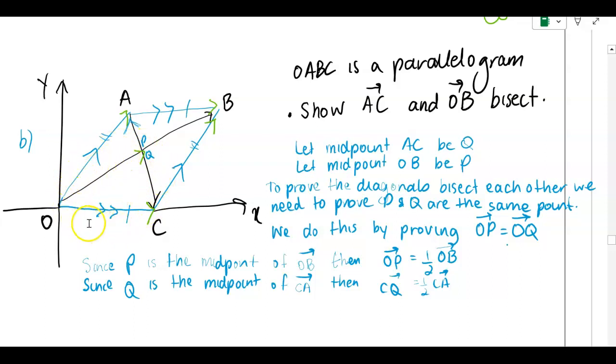And what we want to do now is start working in this bottom triangle here and use our parallelogram method or our triangulation method of addition and subtraction to come up with a rule for here and see if we can then substitute this in and work down to proving that OP is equal to OQ. Now let's work on that.